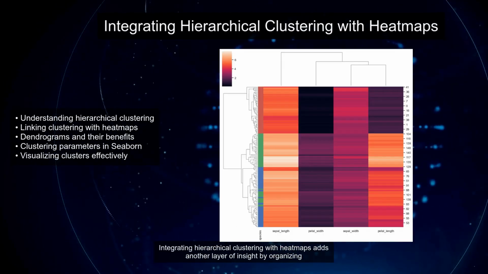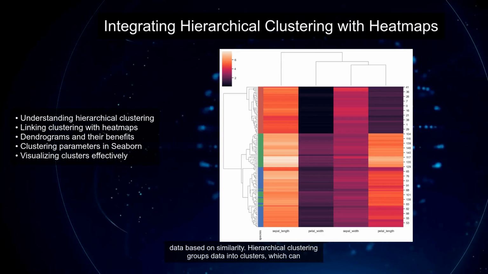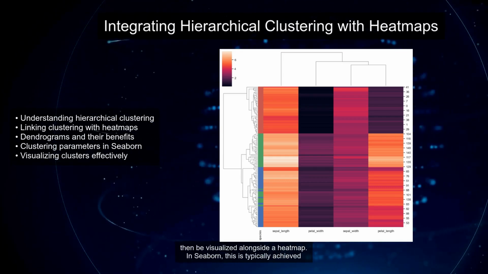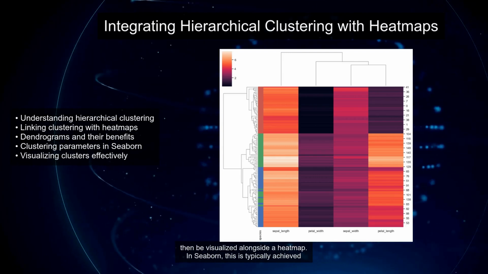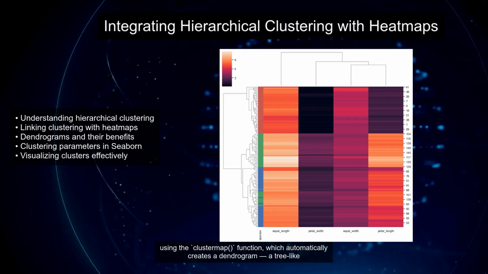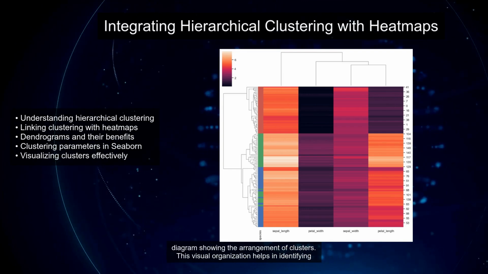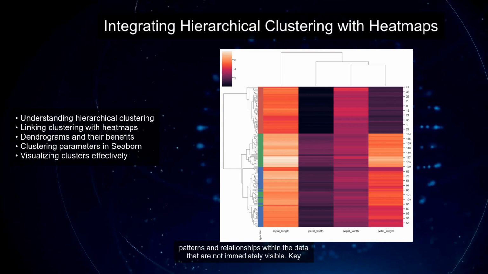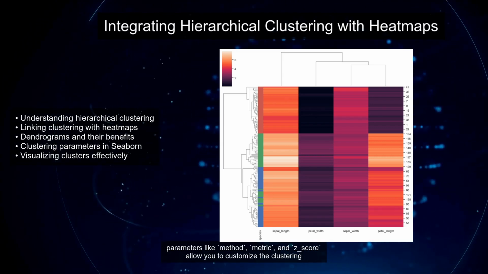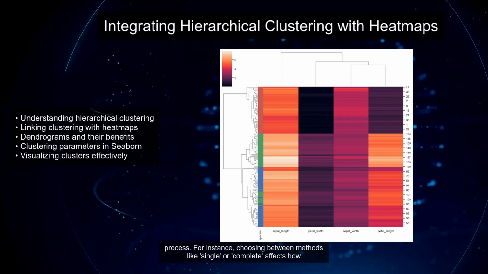Integrating hierarchical clustering with heat maps adds another layer of insight by organizing data based on similarity. Hierarchical clustering groups data into clusters, which can then be visualized alongside a heat map. In Seaborn, this is typically achieved using the clustermap function, which automatically creates a dendrogram, a tree-like diagram showing the arrangement of clusters. This visual organization helps in identifying patterns and relationships within the data that are not immediately visible. Key parameters like method, metric, and z_score allow you to customize the clustering process.